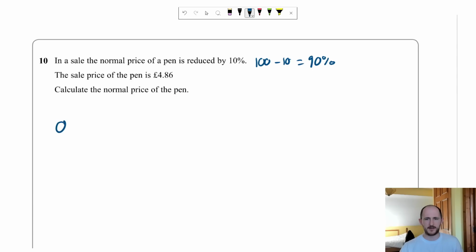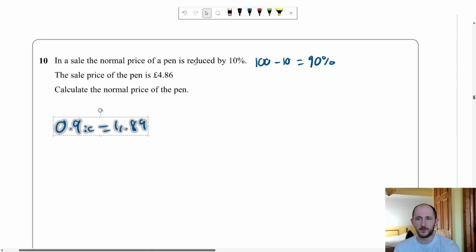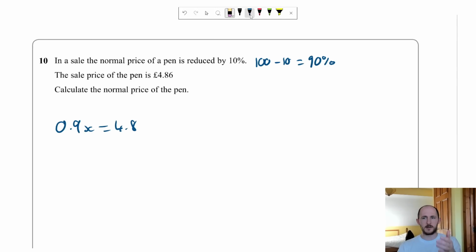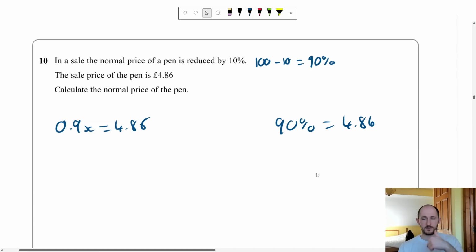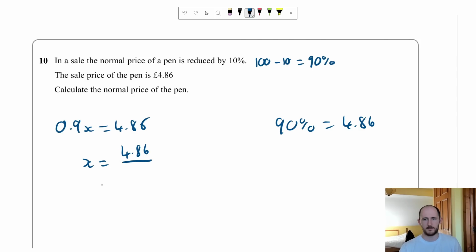So you could do either 0.9x equals £4.86, or 90% of x equals £4.86, or you could even just say 90% equals £4.86 and then go up. So for example, if you said that 90% equals this, you could divide down to 10% and then go up to 100%, whatever you want to do. I prefer this method because all I have to do is one thing, which is divide both sides by 0.9, or by 90%, it's the same thing, and I'll get my answer.